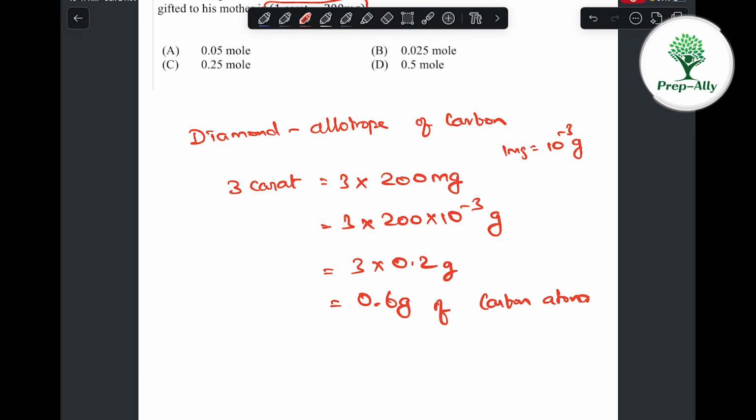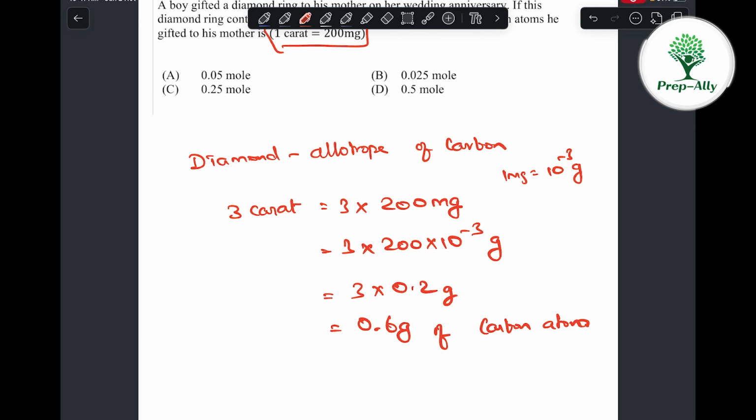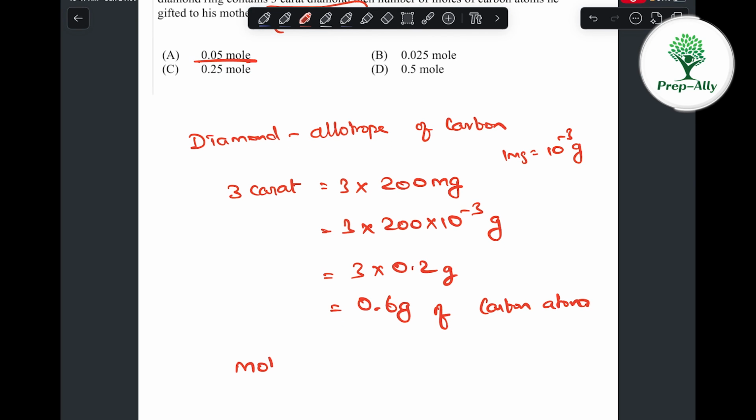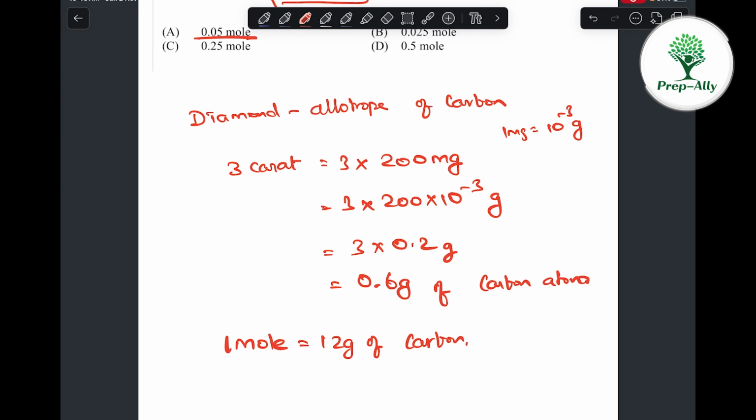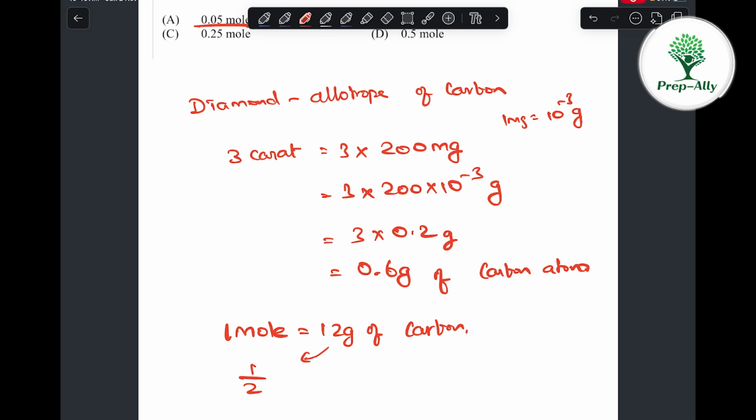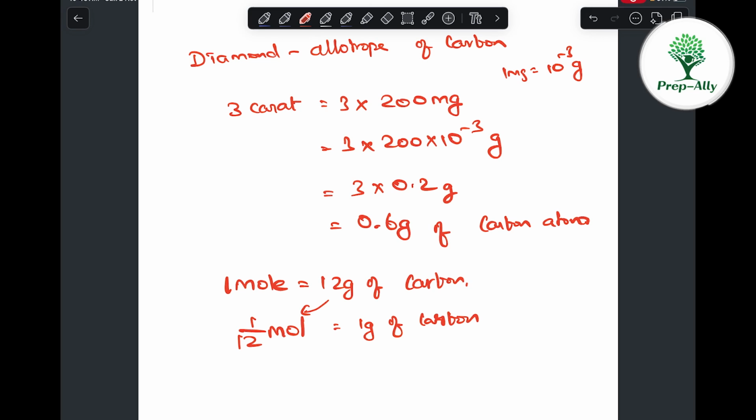And anyway, we are going to calculate the moles. So what is a mole? 1 mole is equal to 12 gram of carbon. That I know. So 1 gram of carbon will weigh 1 by 12 mole, right? Then what about 0.6 gram? So I can multiply both sides by 0.6. So I will get this value.